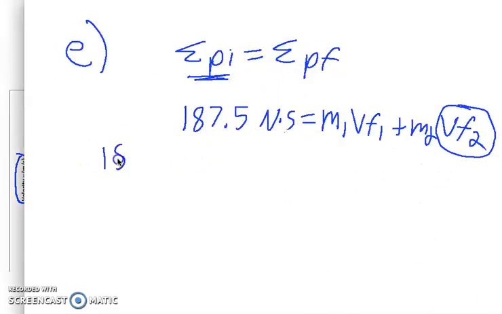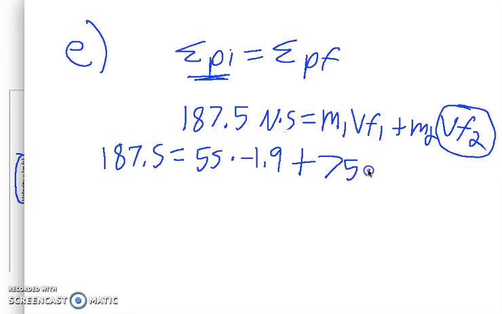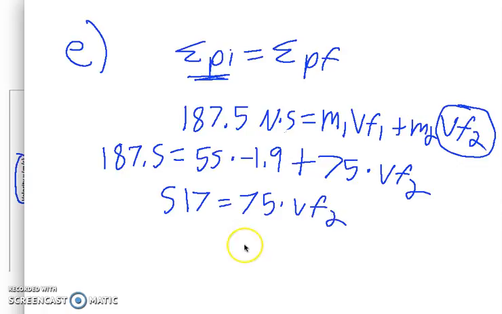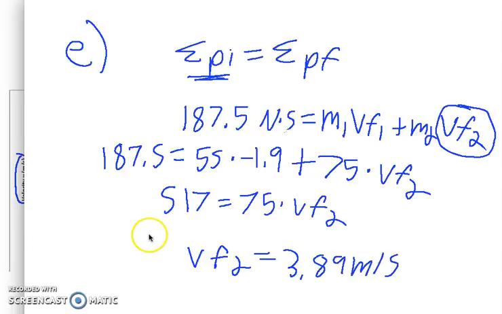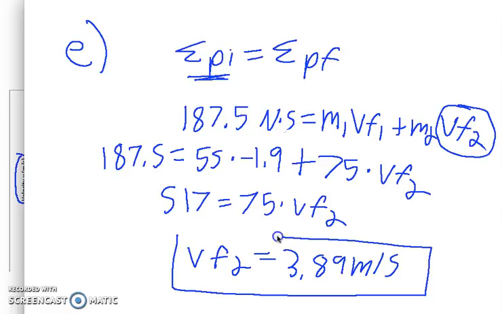So we're going to plug everything in. 187.5 is equal to the mass of Damien, 55, times -1.9, plus 75 times the final velocity of Amy Ann. When we solve it, we get 517 is equal to 75 times the final velocity of Amy Ann. So the final velocity of Amy Ann is going to be 3.89 meters per second. Okay, so that is E.